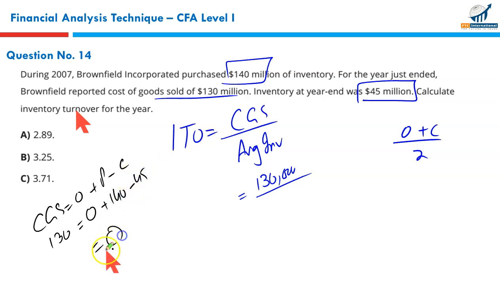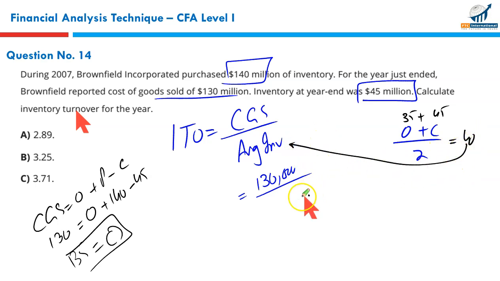Make O the subject of this equation, and you get 130 less 140 plus 45, which gives you 35. That means your opening stock was 35. Plug it in. 35 plus closing stock 45, upon 2, gives you an average of 40. And this is the average that you need to plug in here. And that's all. You get your answer.